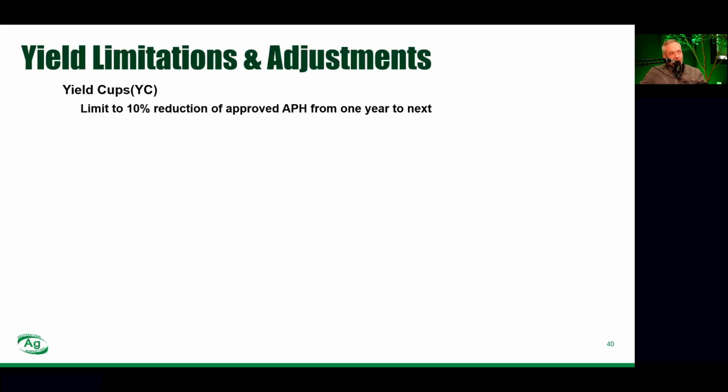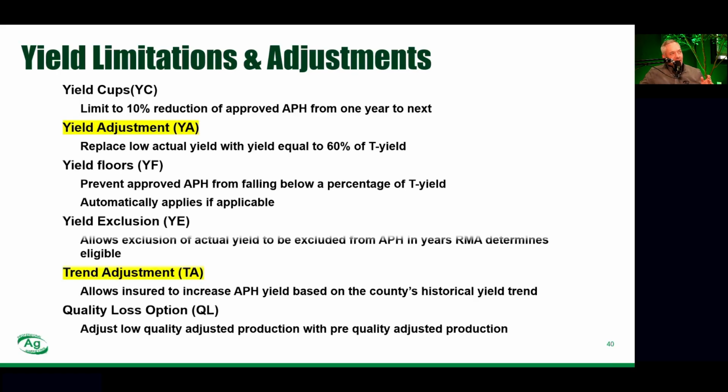All right. There's a few other things with APH to make sure that we maintain a high APH. The highlighted ones here are our most important. And you'll see these little acronyms on your insurance policy. YA is a very common one. It's a yield adjustment.